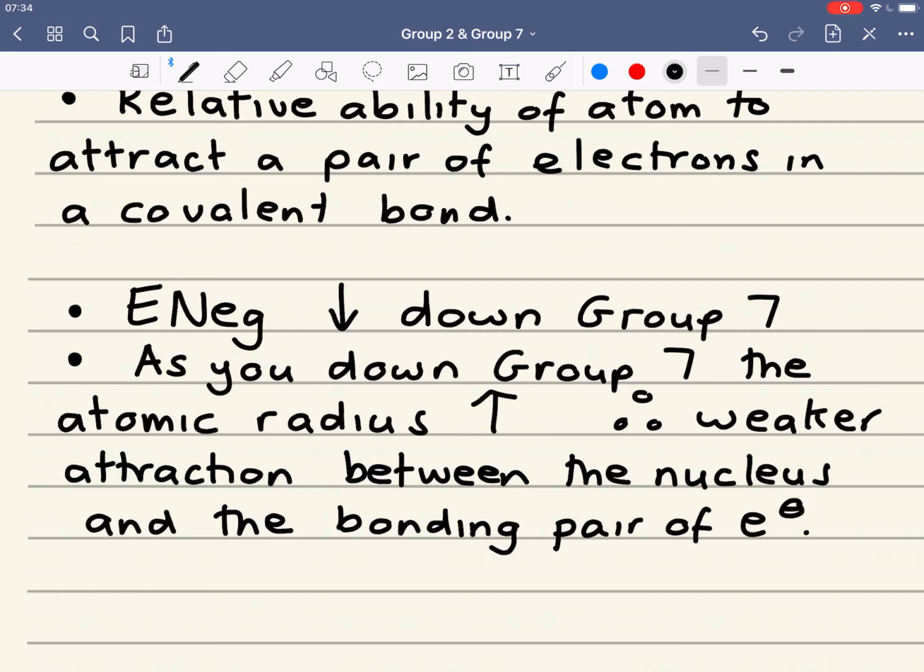I've done a few shorthand things there, but obviously you should be writing this out in full. So state the trend: electronegativity decreases down the group. Why is that? Because as you go down group 7, the atomic radius increases, and therefore there is a weaker attraction between the nucleus and the bonding pair of electrons.